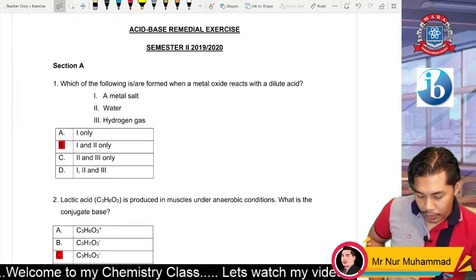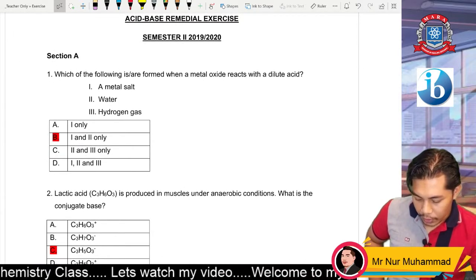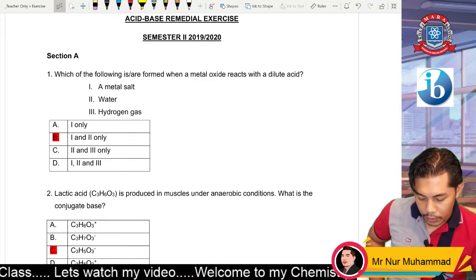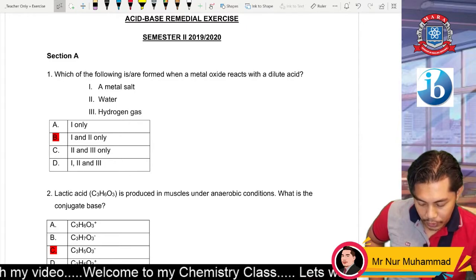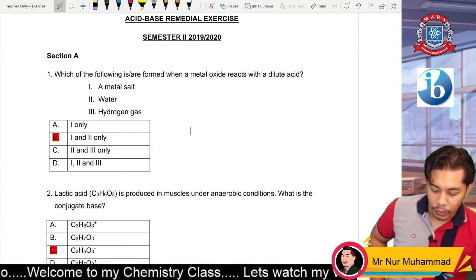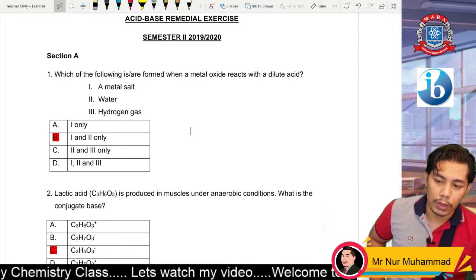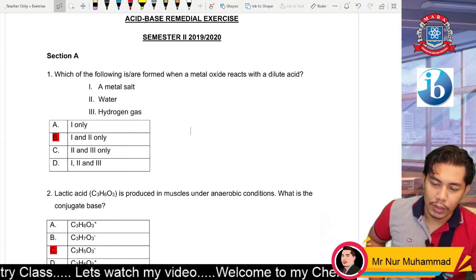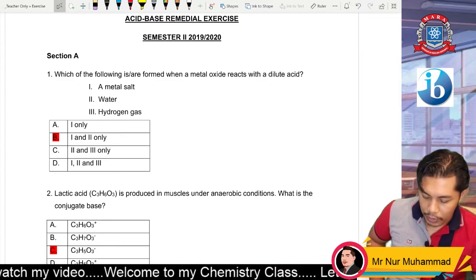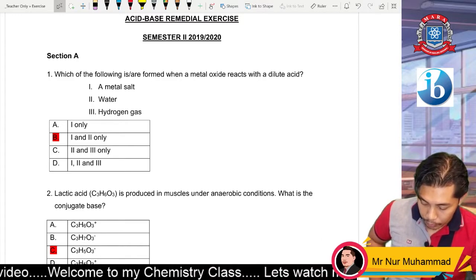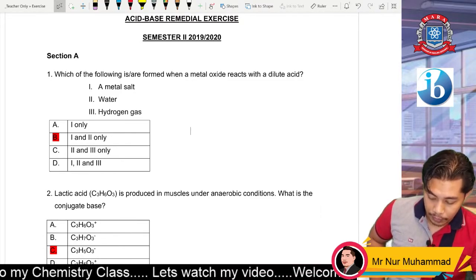In this video, I want to discuss a remedial exercise on chapter 8, acid and base. Let's look at section A. Which of the following is formed when a metal oxide reacts with a dilute acid? On this question, students must know and remember the chemical equations of acid. Acids can react with metal, acid can react with base, and acid can react with metal carbonate.